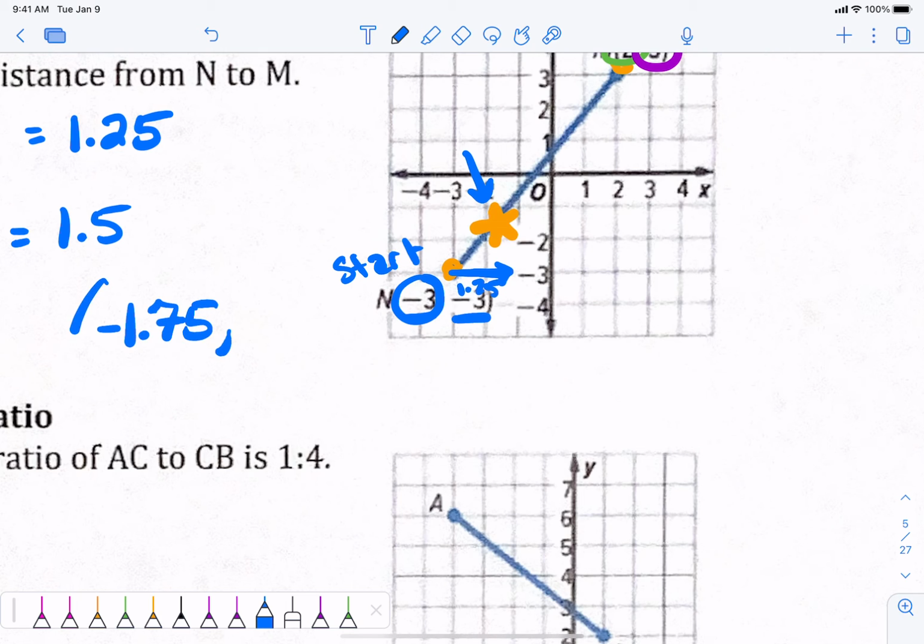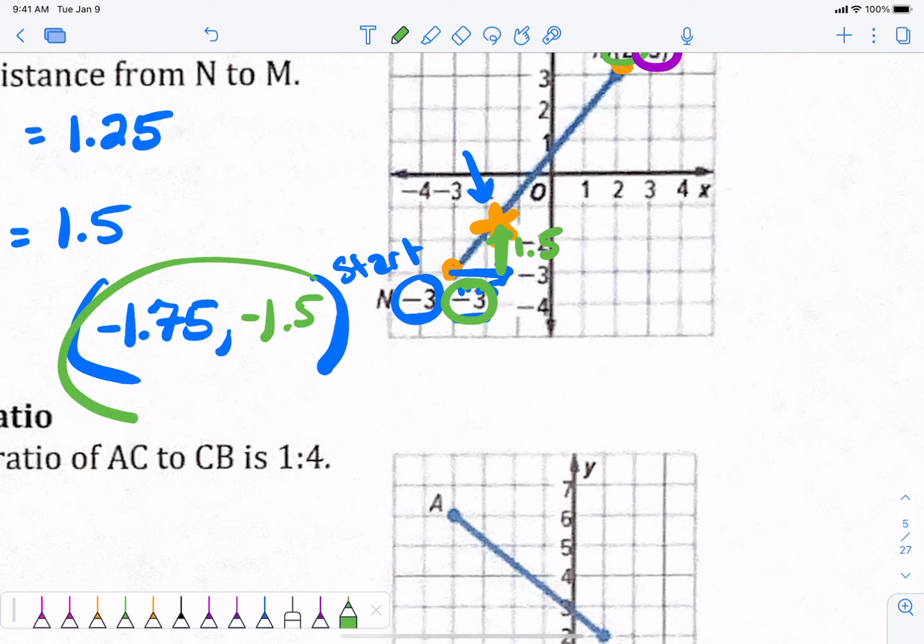-1.75, yeah? Okay, now I'm going to go from there, I'm going to go up how far? 1.5, so I'm at -3 on the Y, right? That's the other coordinate, and I'm going 1.5 up, so now where am I? -1.5. Okay, so those are the coordinates of where my point should be located. Does that make sense? We're just going 1/4 of the distance, right? Yeah, okay. Let's do this next one.